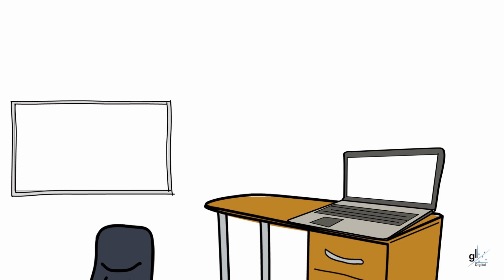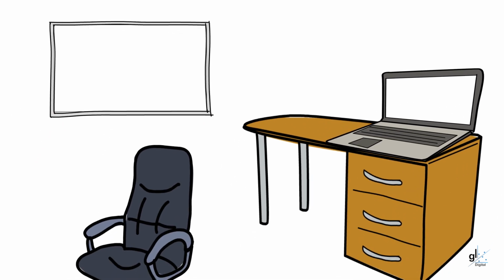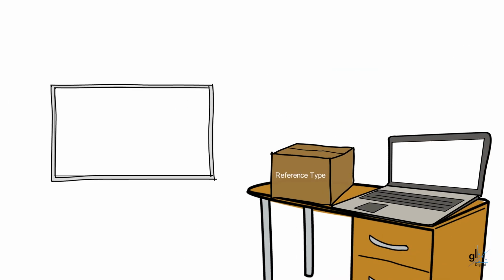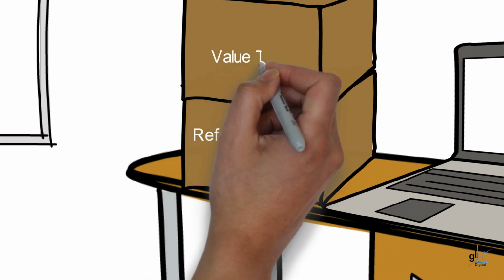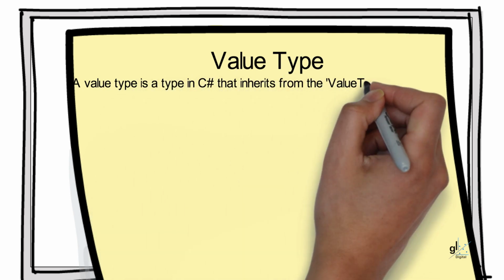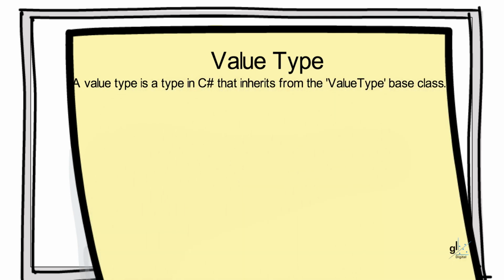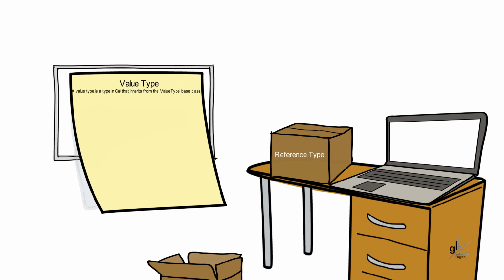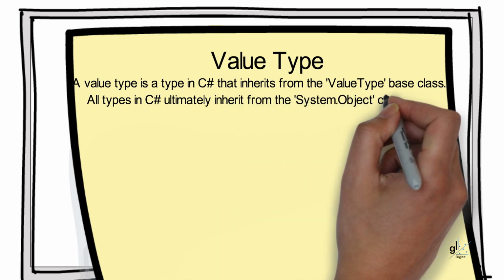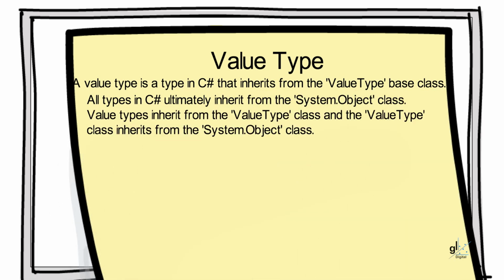C# data types can be put into two categories, value types and reference types. Let's push reference types and value types onto the terminology stack. Let's look at value types. A value type is a type in C# that inherits from the ValueType base class. Let's push the term inherit onto the terminology stack. All types in C# ultimately inherit from the System.Object class. Value types inherit from the ValueType class, and the ValueType class inherits from the System.Object class.